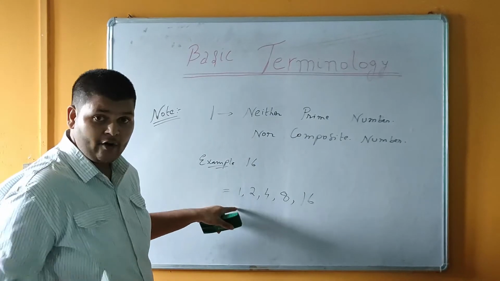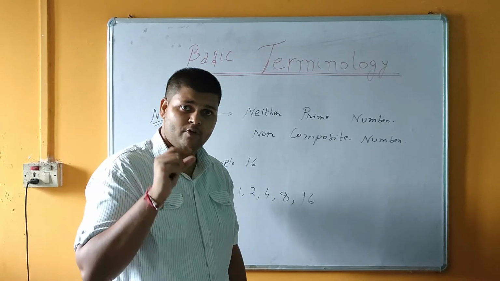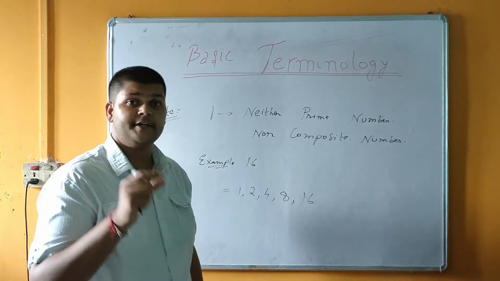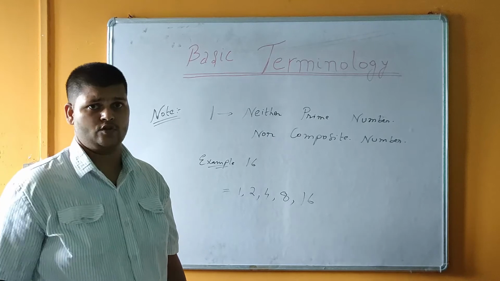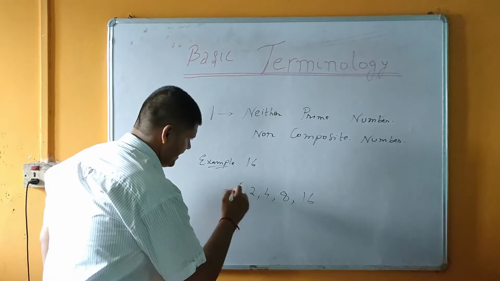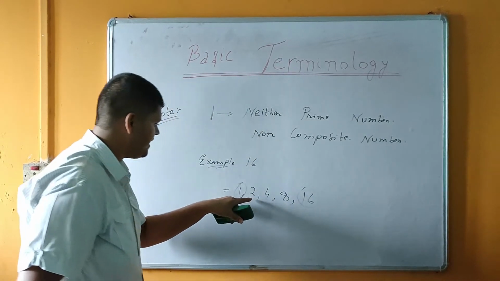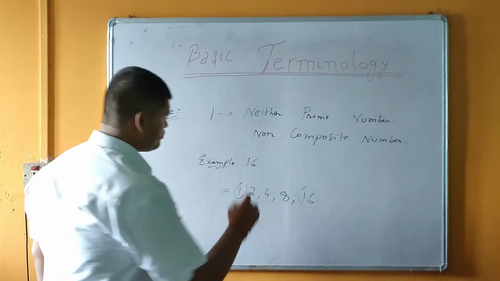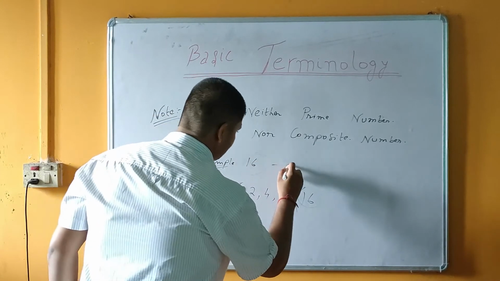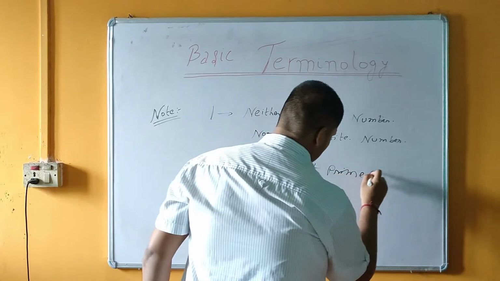So according to the statement, we come to know that a prime number must have only two factors. What are those two factors? 1 and the number itself. But here we got others than that. What are those? 2, 4 and 8. That's why this 16 is not prime.